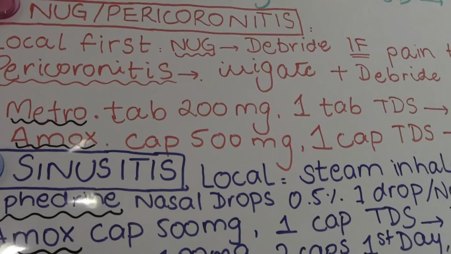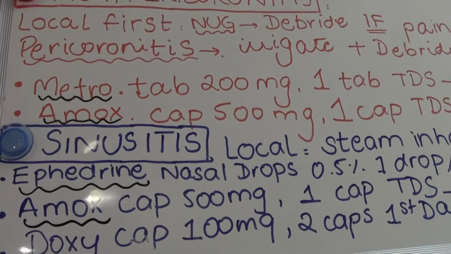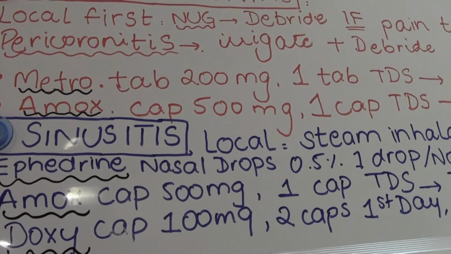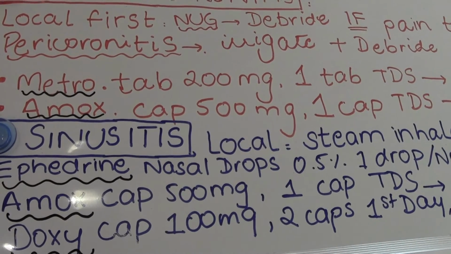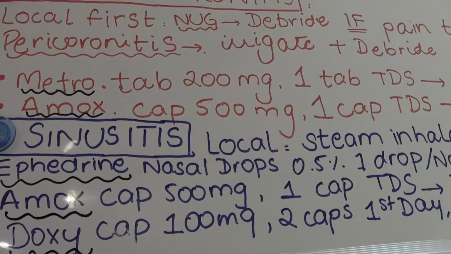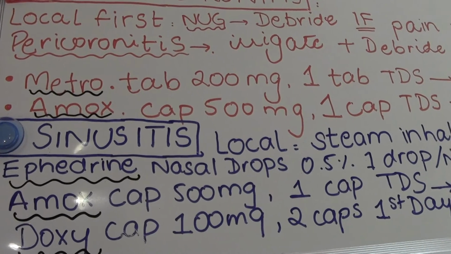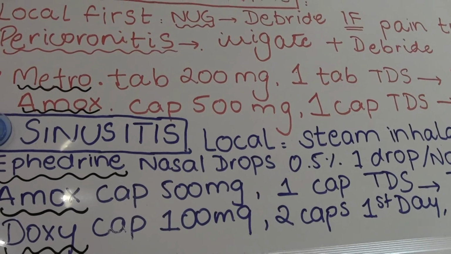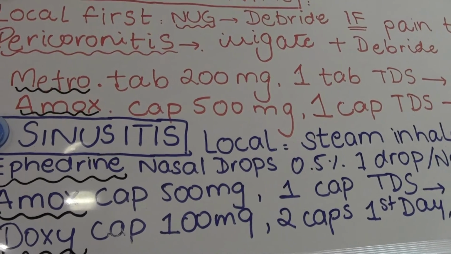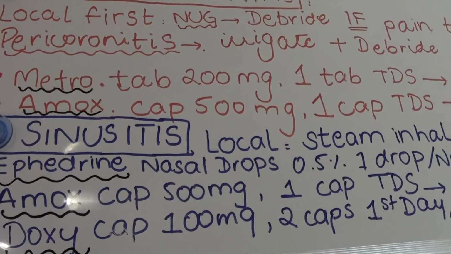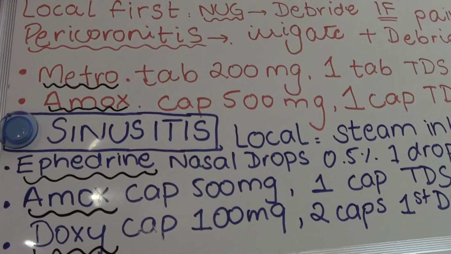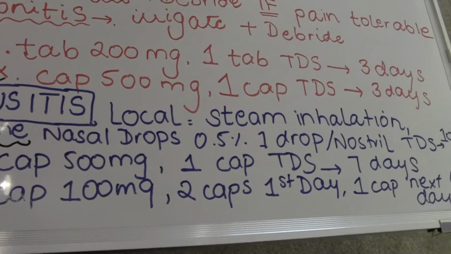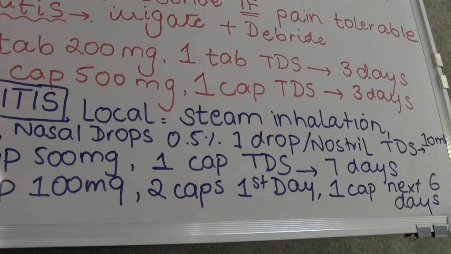Now coming to sinusitis. Now sinusitis is something that usually limits itself within 2.5 weeks. Now, if for example there's any discharge that continues over weeks, if there's any systemic signs, we're going to give more than just the advice to inhale steam. The medications that we can give are ephedrine nasal drops, 0.5%. We give 1 drop per nostril 3 times a day, and we give 10 mils of it.